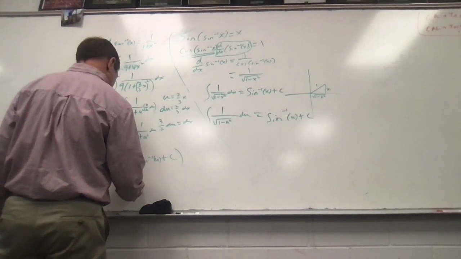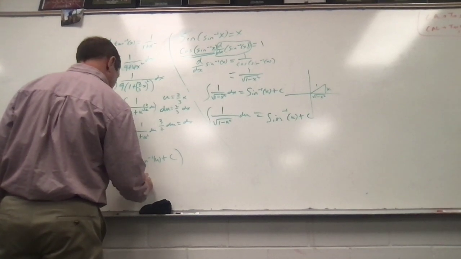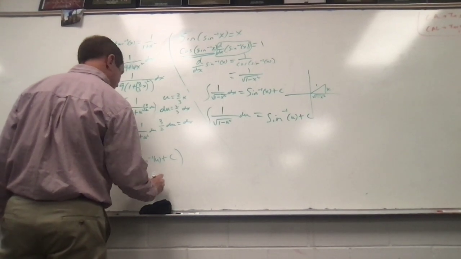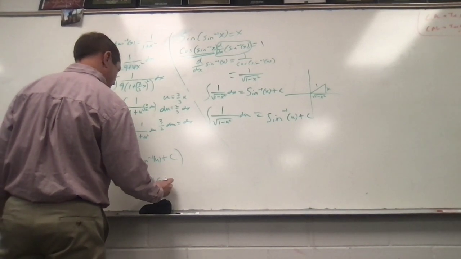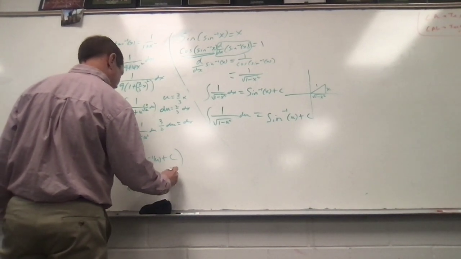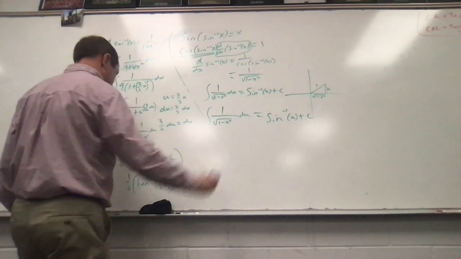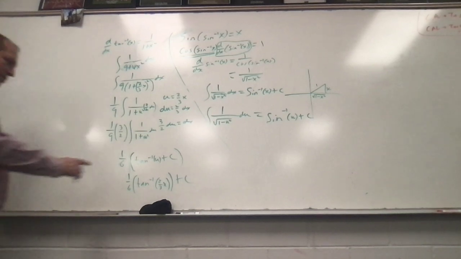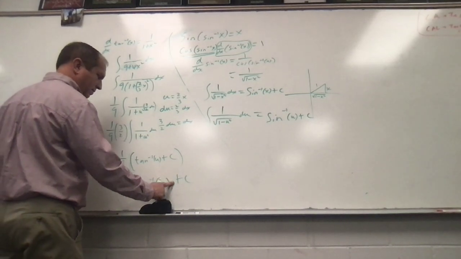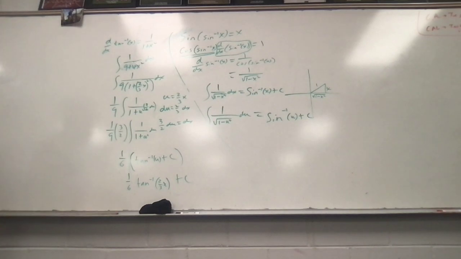Which is 1/6 of the tangent inverse of, and what is u again? 2/3 x. And it doesn't matter where you put the plus c, you can put the plus c in the parentheses with the tangent inverse, so let me just write it like this. And we're good.